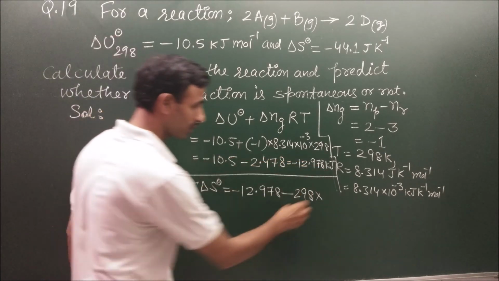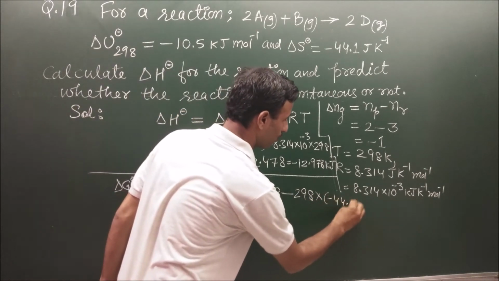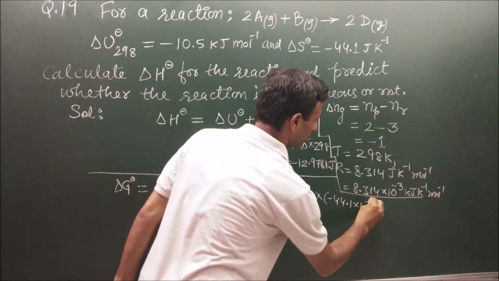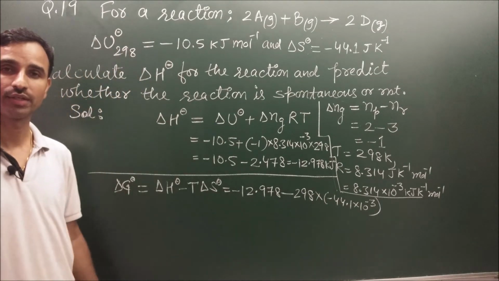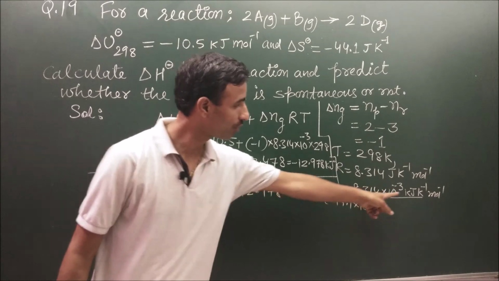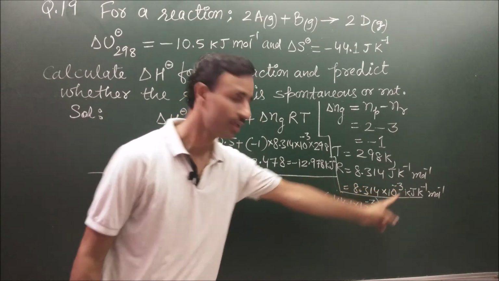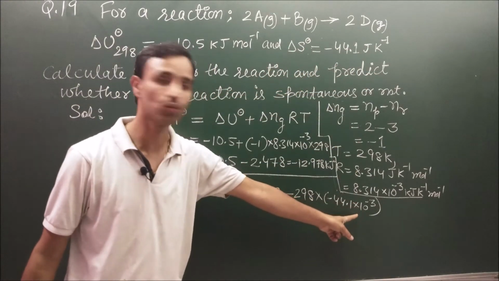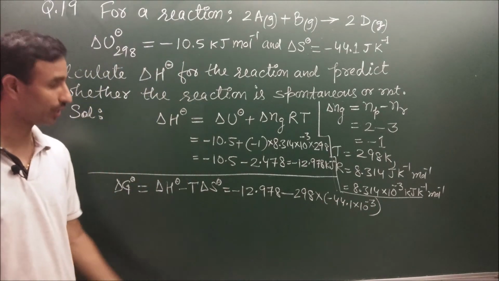So just write minus 44.1 into 10 raised to power minus 3. Just like R is in joule, we convert it into kilojoule, we multiply it by 10 raised to power minus 3. Same here, delta S naught is in joule, to convert it to kilojoule, we multiply it by 10 raised to power minus 3.